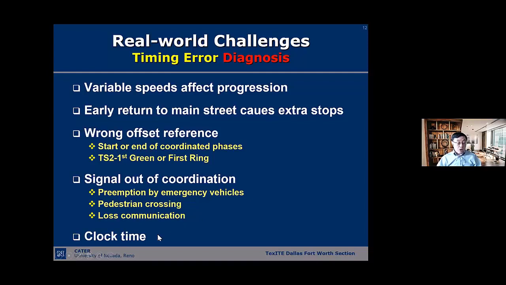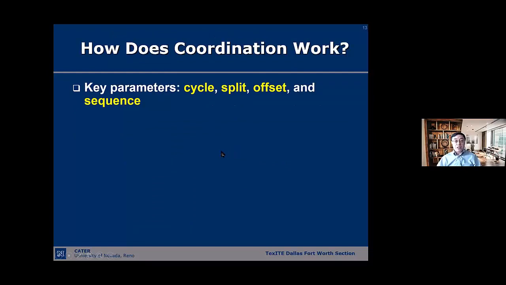Finally, the clock time. You'll be surprised how many times the clock in the controllers can go wrong. You would think with the communication technologies now with the central system, the clock should be very accurate. But I have found so many cases where the clock actually can go wrong. So all of these could cause your timing to not run according to what you intended. So how do we quickly identify these issues?